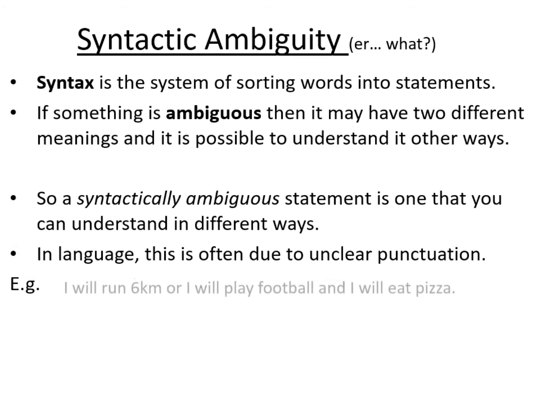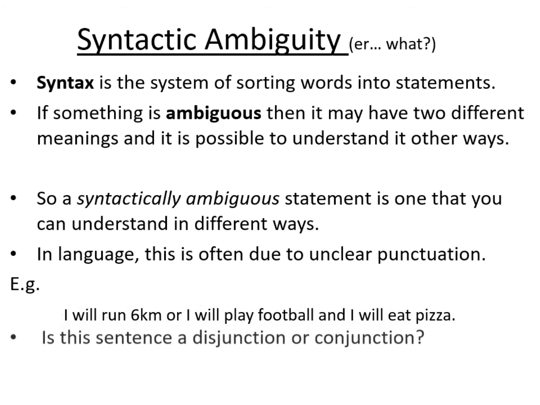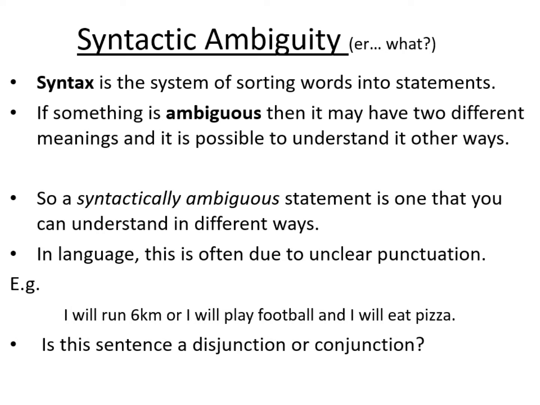For example, "I will run 6 kilometers, or I will play football, and I will eat pizza." Is this sentence a disjunction or a conjunction? We can see "or" there, suggesting it's a disjunction. However, we can also see "and" there, suggesting that it's a conjunction. How are we supposed to work this out?